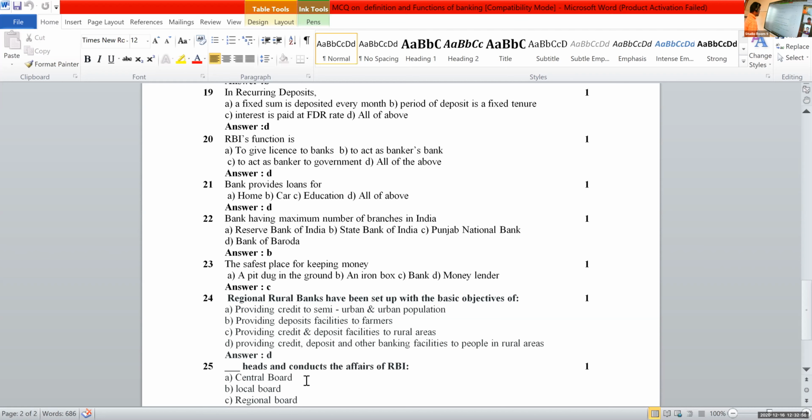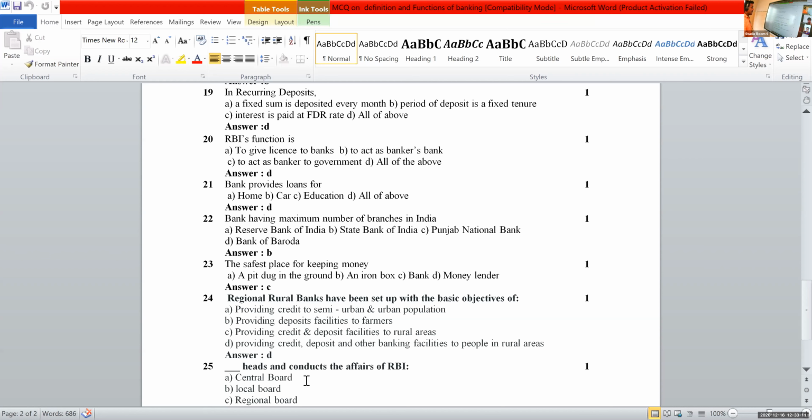Another example: keeping money in an iron box or with a money lender is not safe. With a bank it is safe, and we will get that amount plus interest. Otherwise, due to fire or theft, it will be damaged.